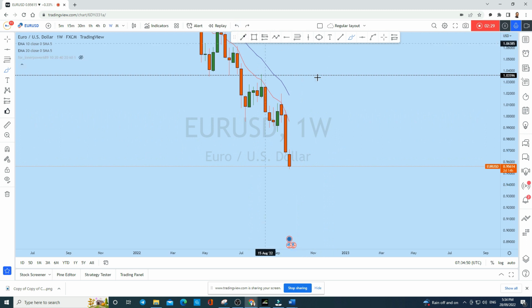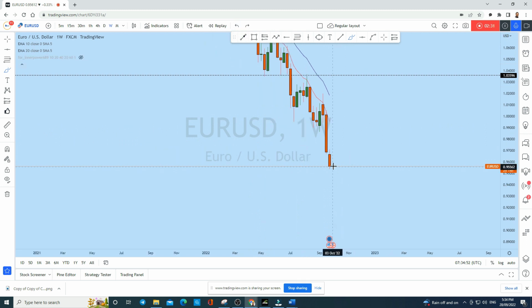Now, the way the price action is formed, I think that euro dollar is likely to drop further, as we still have almost 2.5 days to go, and I think that euro dollar will drop further in this direction on the lower time frame.